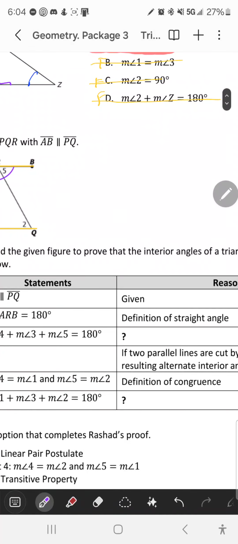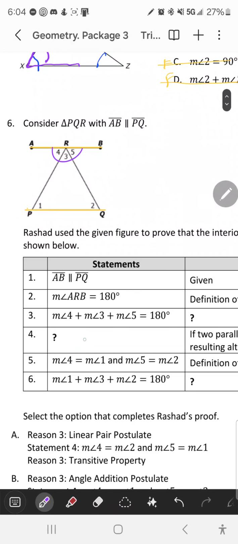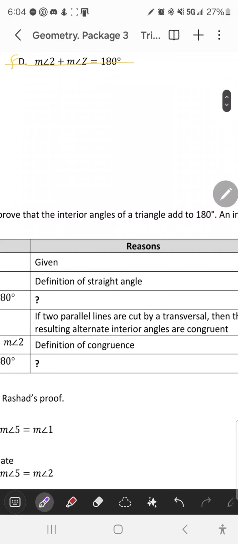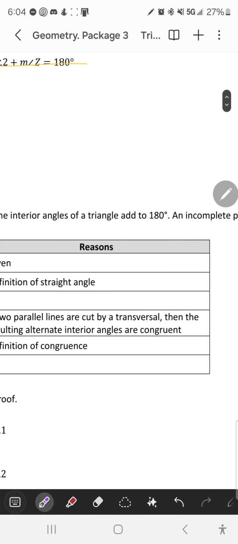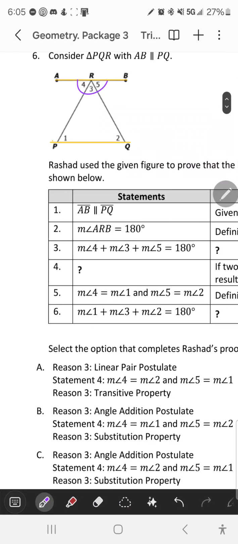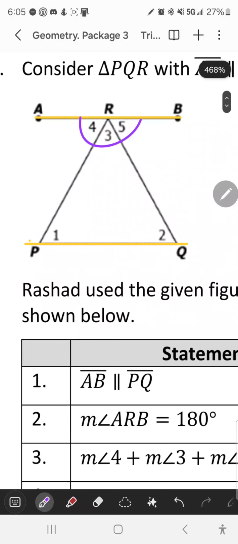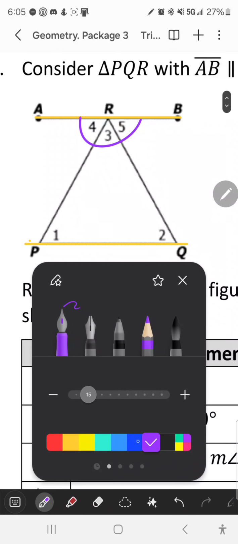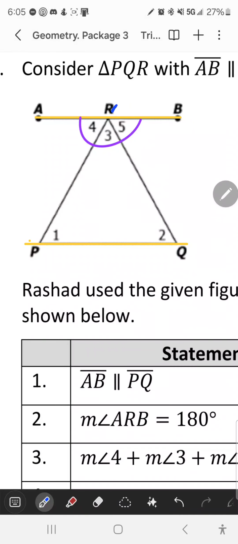Let's continue. Okay, now we have a missing statement. So let's see. If two lines are cut by a transversal, then the resulting alternate interior angles are congruent. So we're looking for alternate interior angles. First, we know this is one of the lines, and this is the other line. So if we're looking for alternate interior angles, wait a second.